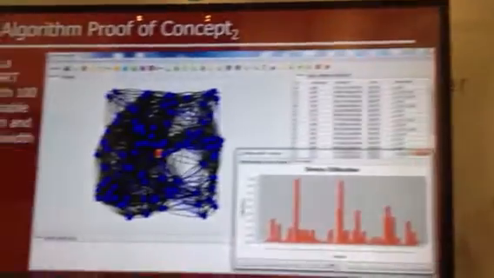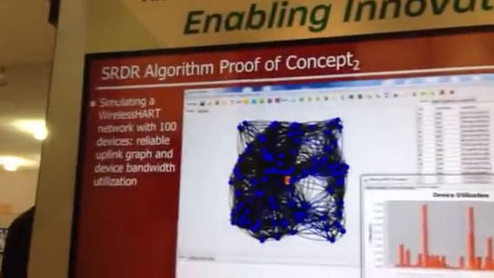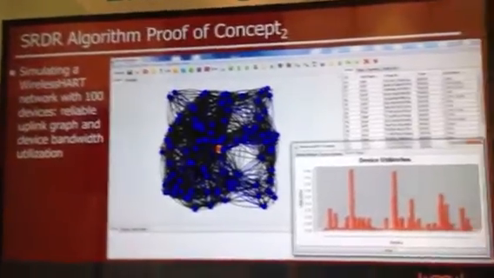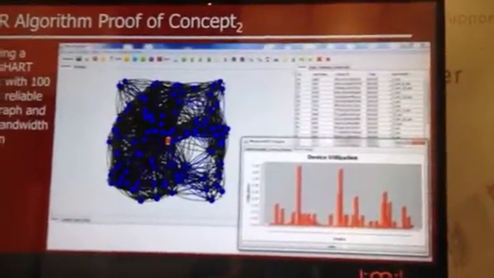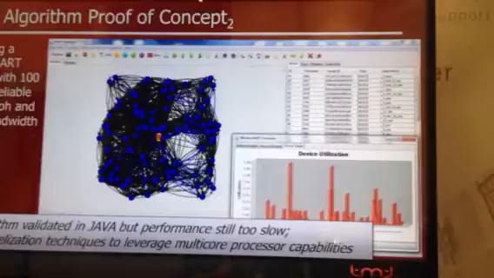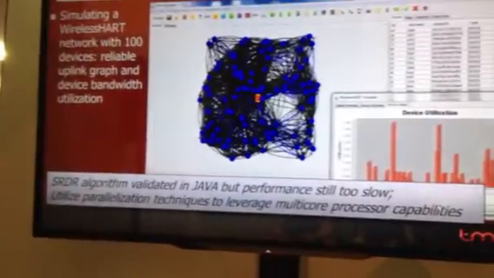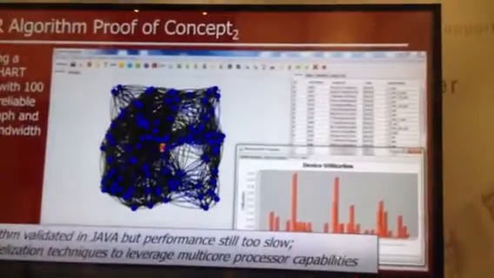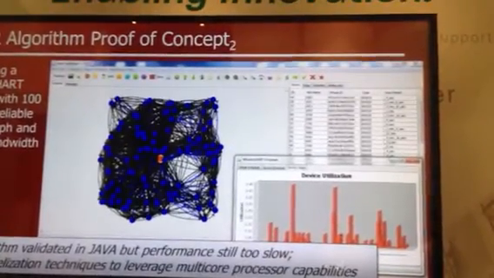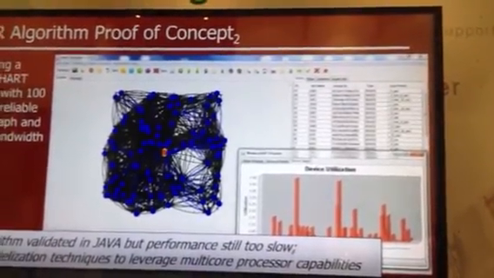And then they went to look at how reliable the graph generation was, and again they simulated that across devices and utilization to make sure that was working as well. So it was working, but the problem was it was still very slow. So again, the path then was to utilize parallelization techniques and leverage the multi-core as well as this better algorithm.